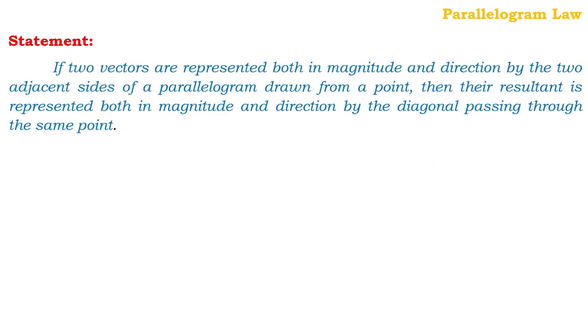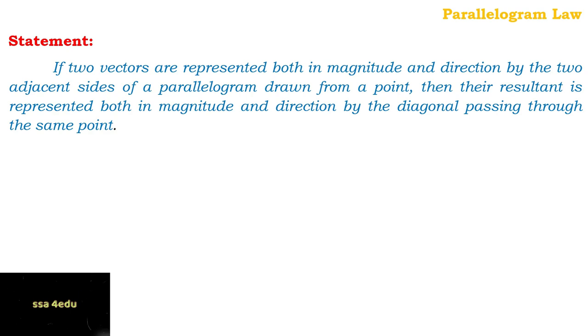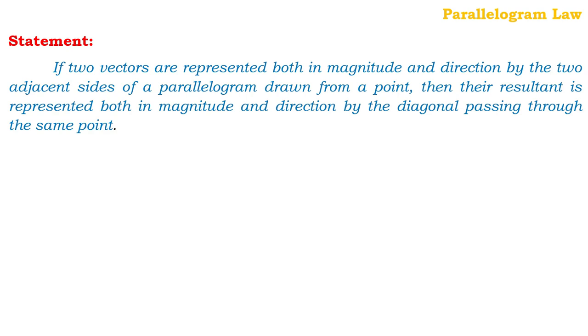Parallelogram law of vector addition. The statement of the parallelogram law is as follows. If two vectors are represented both in magnitude and direction by the two adjacent sides of a parallelogram drawn from a point, then the resultant is represented both in magnitude and direction by the diagonal passing through the same point.